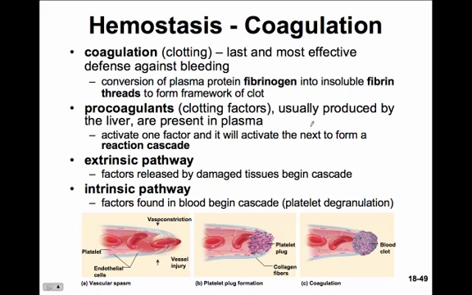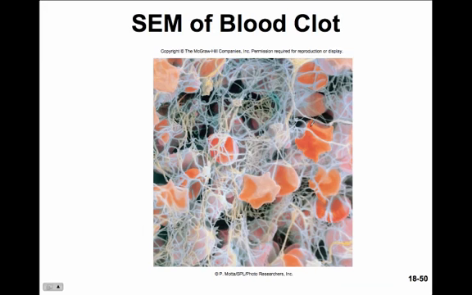There's an extrinsic pathway where factors are released by the damaged tissue and begin the cascade, and then an intrinsic pathway where factors found in the blood begin the cascade, like platelet degranulation. Here's a scanning electron microscope view of a blood clot. You can see the framework of fibrin and the platelets filling up that framework to form the clot.